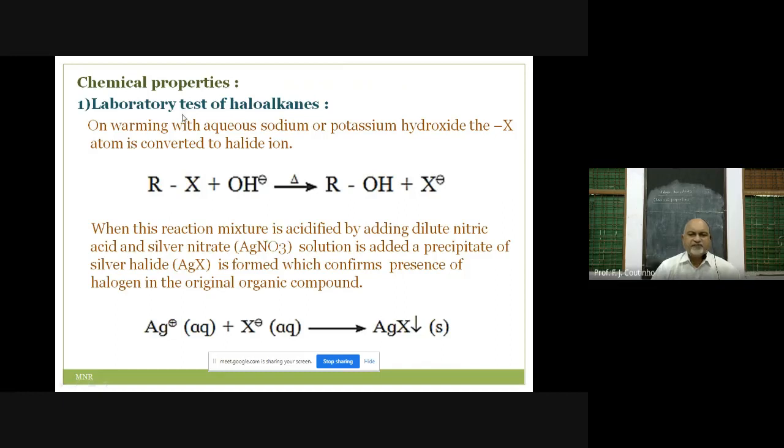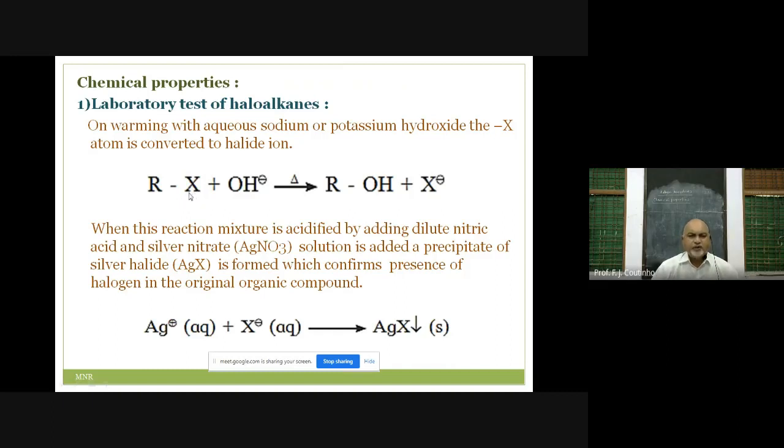We are going to study first the laboratory test for haloalkanes. Now we very well know what haloalkanes are. Haloalkanes are nothing but alkanes substituted by a halogen, where one of the hydrogens of an alkane is substituted by a halogen. And that's why we write haloalkanes in a general formula as RX, where R is an alkyl group and X is a halogen.